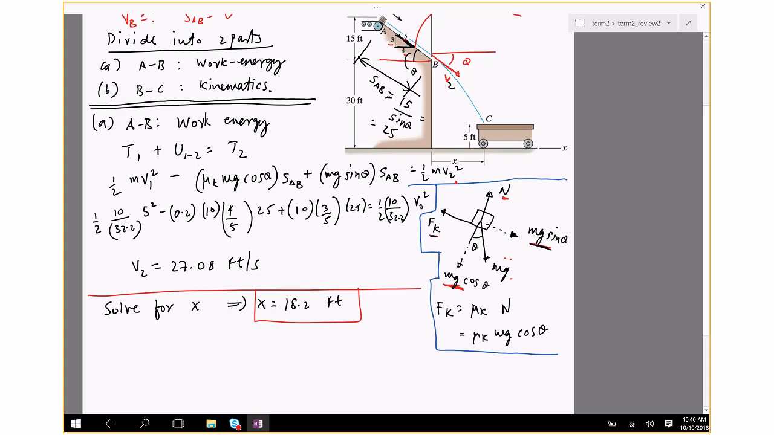Okay. So how will you get x? Well, you know the vertical height, it's 30 feet. 30 minus 5, so the distance from B to C in the vertical direction is 25. Right? So you've got to find the time it takes to go from B to C. And once you find that time, you can find x because it's simply V cosine theta times the time. So try solving that, see if you get 18.2. Okay, any questions about part A?